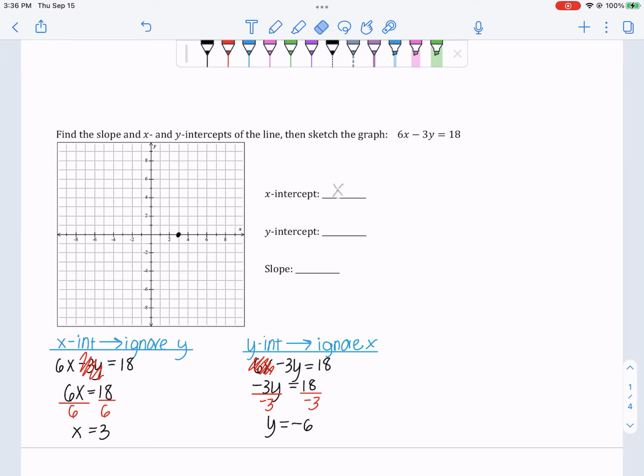What did I write up here? I wrote x. Should have been a 3 and a -6. So the y-intercept is -6. And then I just draw a line through these points, and maybe I can make this line better by drawing it that way. Good enough.